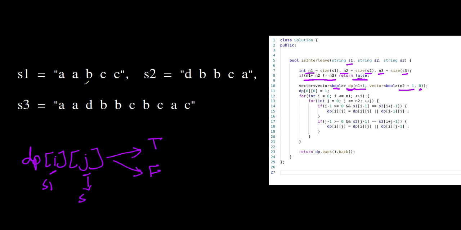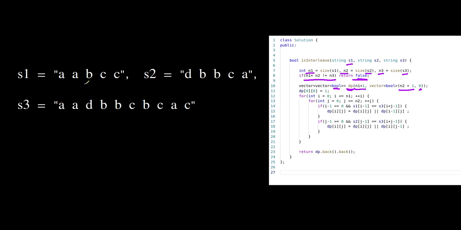Now how can we find the solution for dp of i, j? Notice here initially we set dp of 0, 0 equal to 1, and that's true because if s1 is empty, s2 is empty, and s3 is empty, the answer is true. So 0 characters from s1, 0 characters from s2, the answer is true.